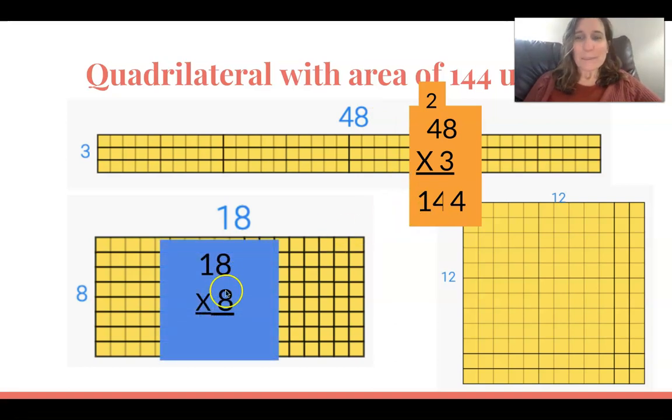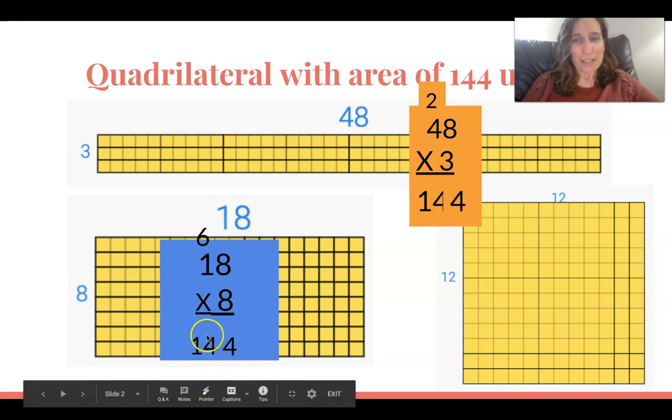Let's look at 18 times 8. First we're going to have 8 times 8 is 64, and 8 times 1 is 8, plus 6 is 14, or what we should be thinking about is 8 times 10 is 80, plus 60 is 140, right? That's why it is over here in this number, 24 square units.